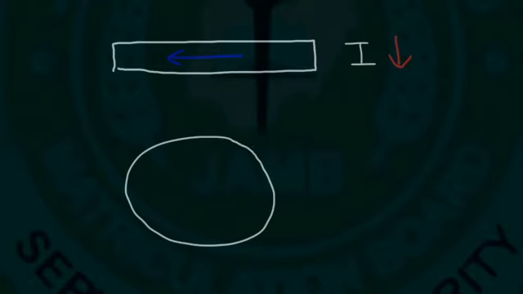Now let's say if we have a wire and there's a current traveling towards the left, and that current is decreasing, and we have a circular wire below it. What is the direction of the induced current in the circular wire? Go ahead, pause the video, use Lenz's law to figure it out.